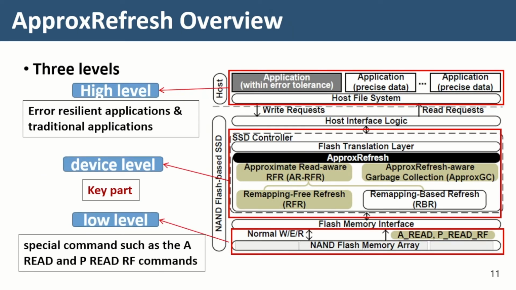This figure shows the overview of ApproxRefresh. The high level includes error resilient applications and traditional applications, which transfer I/O requests to SSDs. And at the low level, we also implemented some special commands for handling the read requests accessing the uncorrectable data page. The device level is highlighted now.